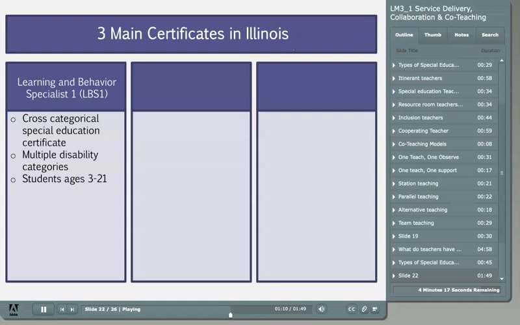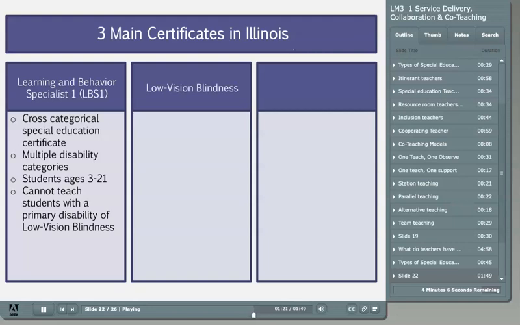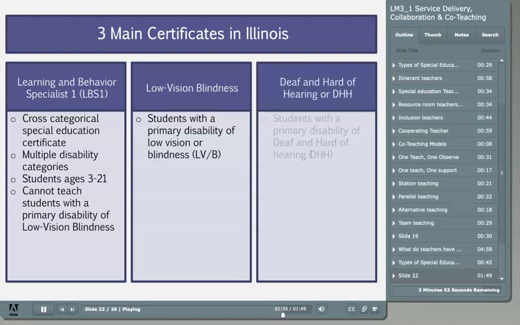What the LBS 1 certified teacher cannot teach is children with a primary disability of low vision blindness, as that requires an LVB, that stands for low vision blindness, certificate, and also children diagnosed as deaf and hard of hearing, or DHH. These certificates are also pre-K through 12 certificates, meaning that they apply to any child with these disabilities served by the public schools between the ages of 3 and 21. Here at ISU, we offer programs leading to all 3 of these different certificates.